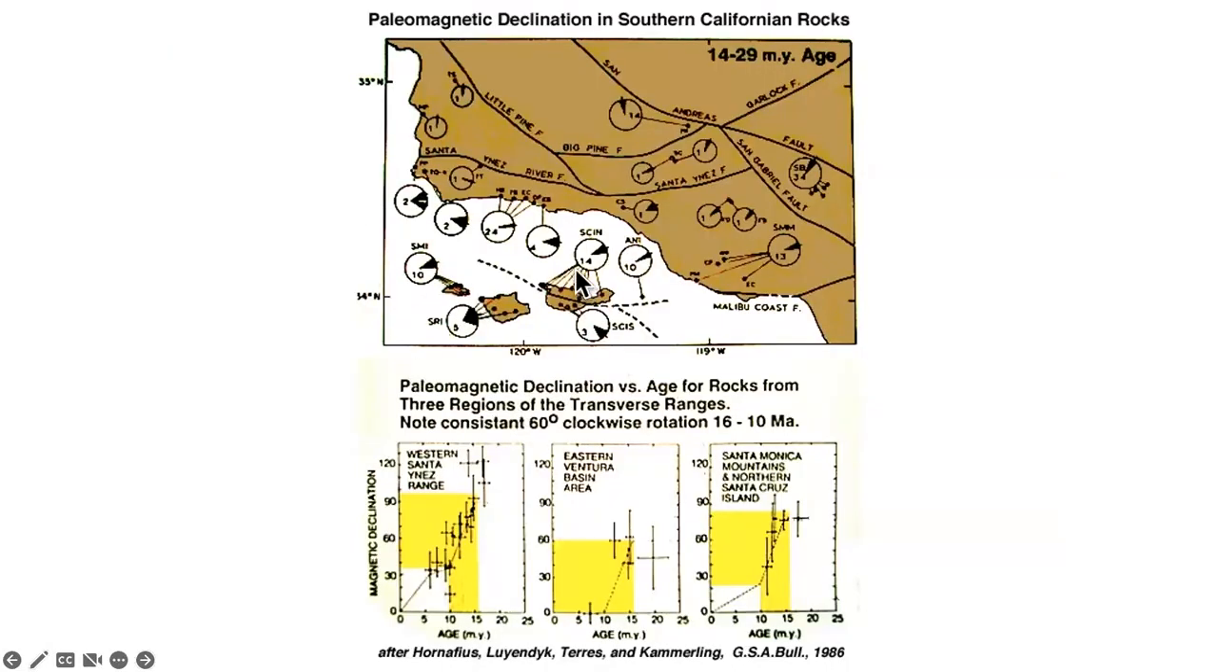This is some data from the thesis of Scott Hornafius, and he just went around sampling and measuring the directions of magnetization of all the rocks and all these dots. And these pie charts show the direction that they're magnetized. He had dates on those rocks, and the older ones were rotated more and the younger ones less, because the piece had already partly rotated around by the time they were formed.